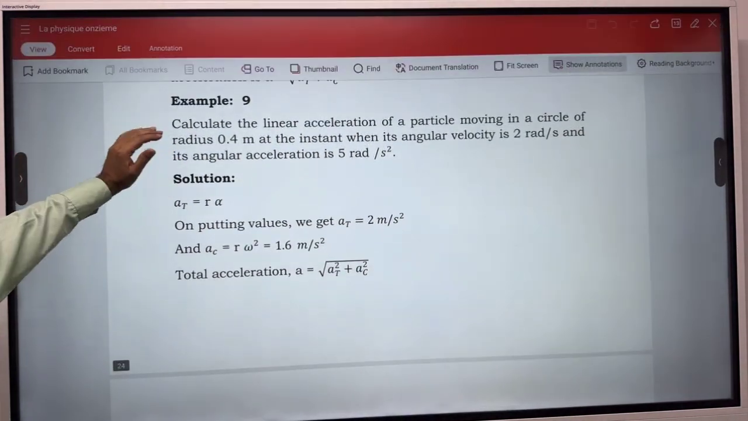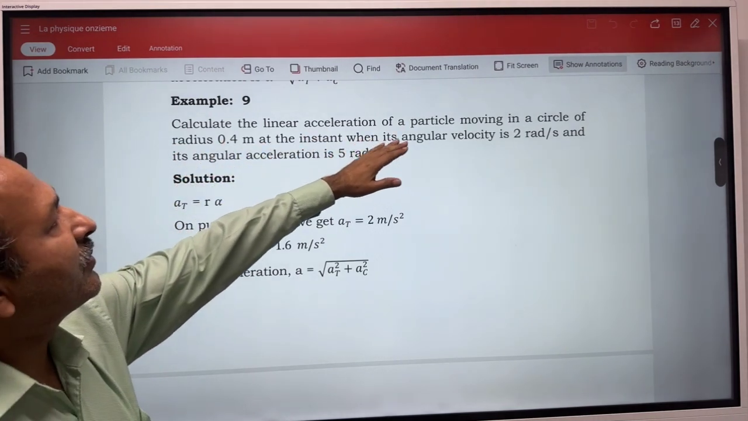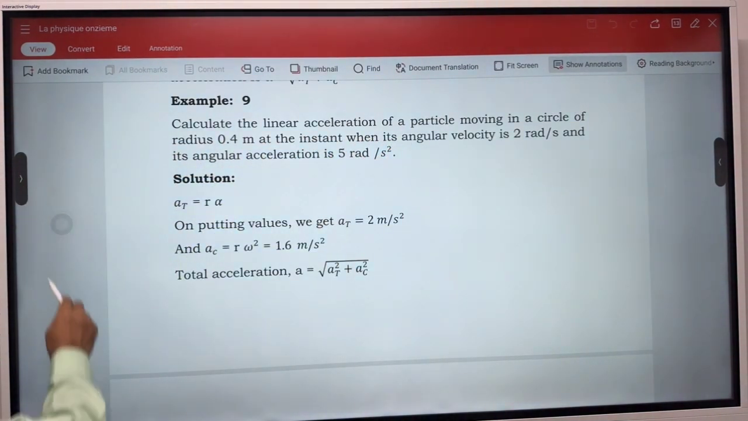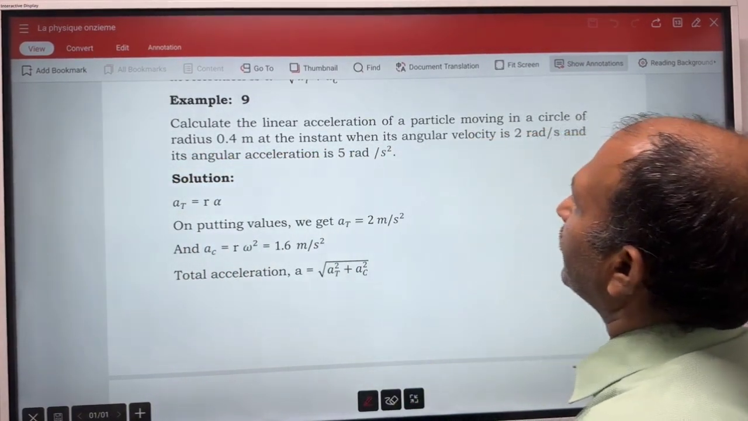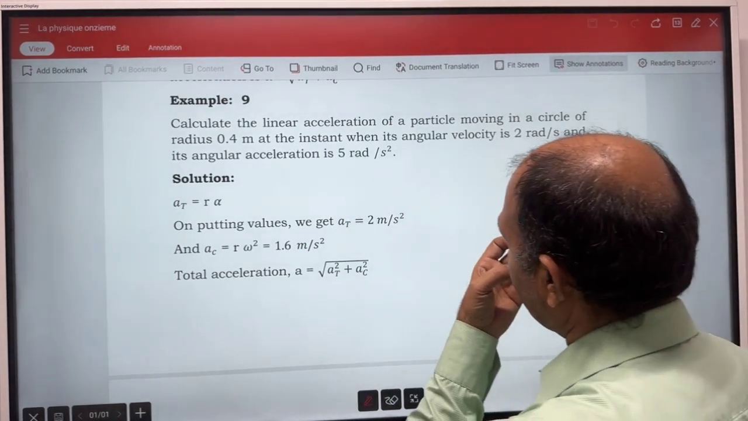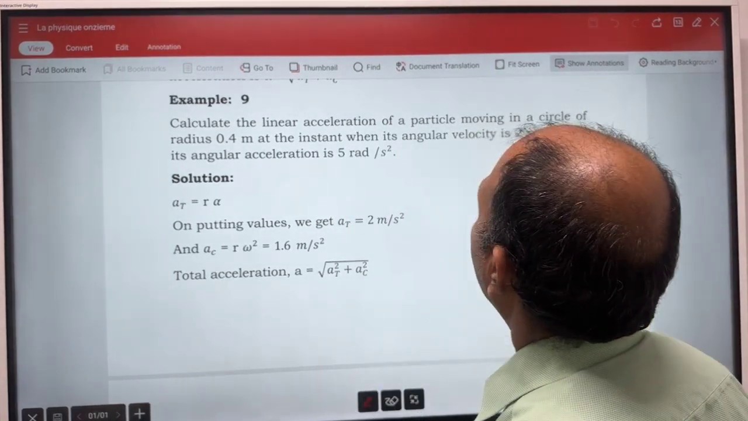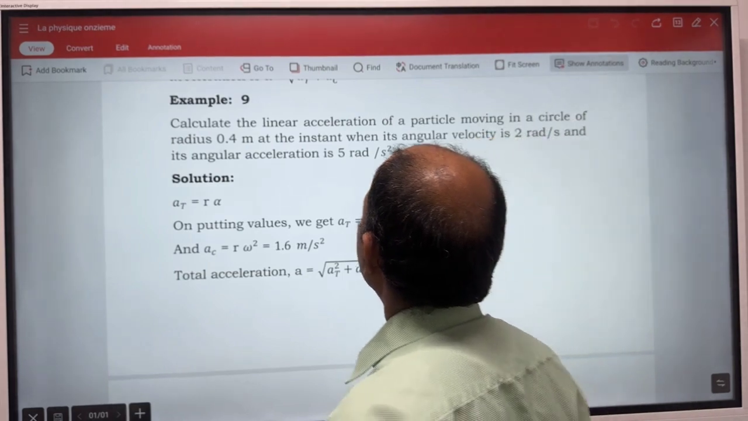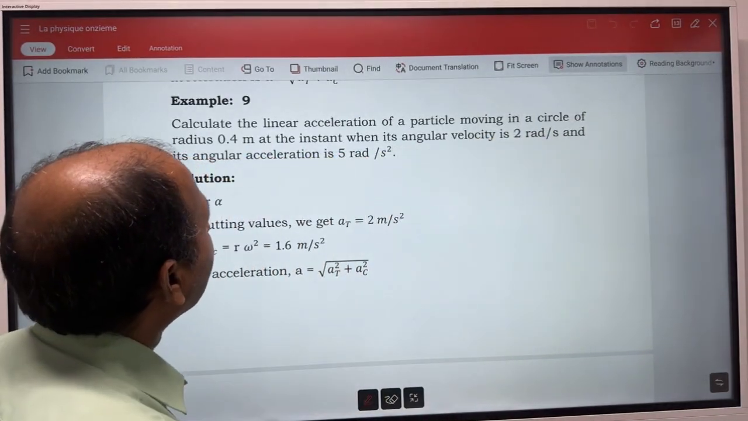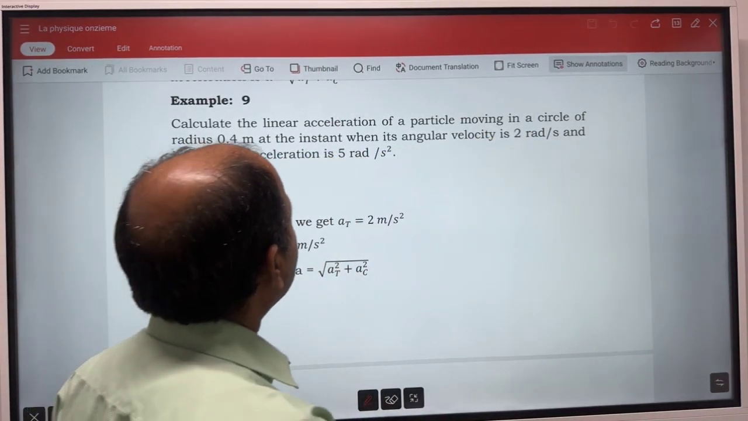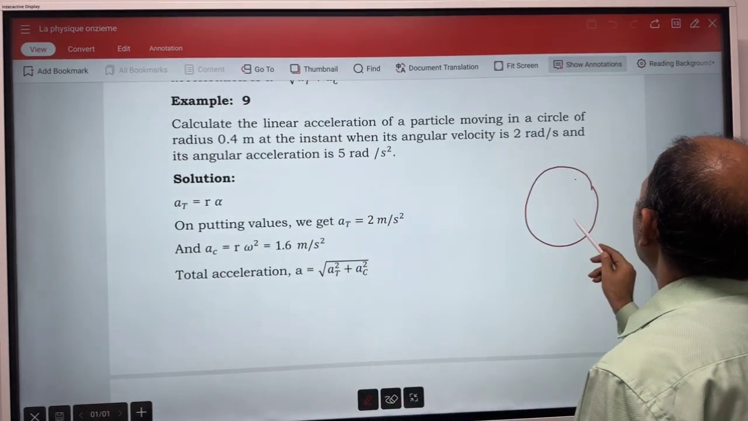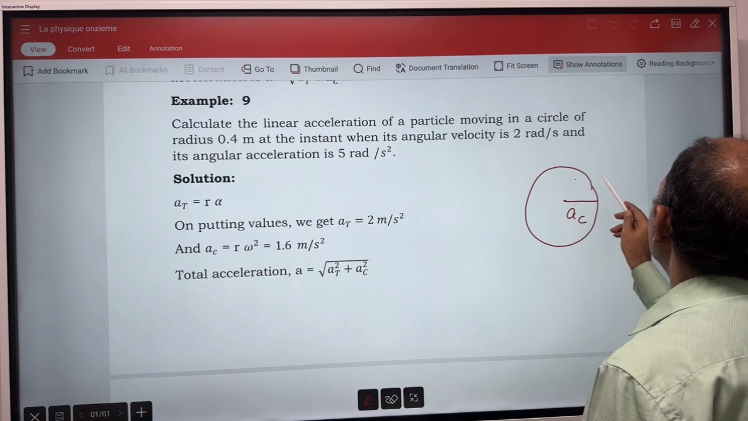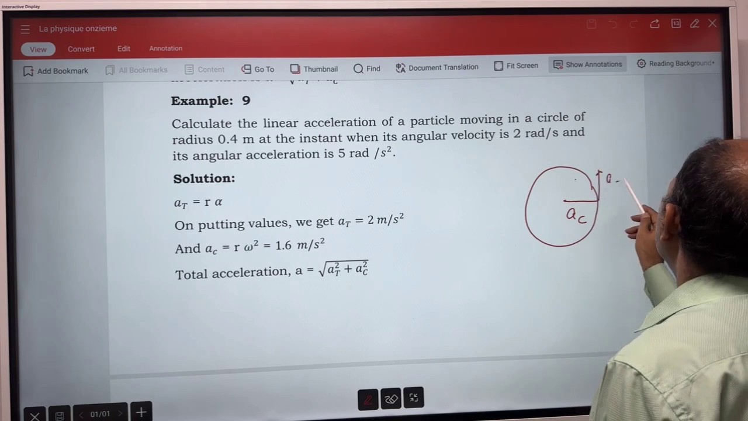Now let's see one example. Calculate the linear acceleration of a particle moving in a circle of radius 0.4 meter at the instant when its angular velocity is 2 radian per second and its angular acceleration is given as 5 radian per second squared. So here, as I told you, there are two types of acceleration. One is AC and the other is AT.